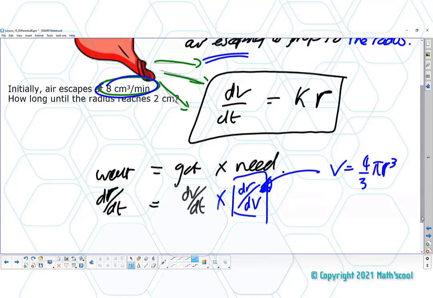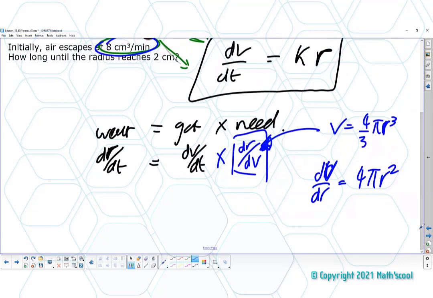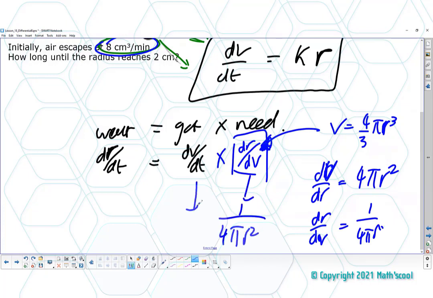Are you differentiating? Yeah, dV by dr equals, so that's going to be 4 pi r squared. But that's dV by dr. So dr by dV equals 1 over 4 pi r squared. So we're going to replace that with 1 over 4 pi r squared. We're going to replace that with kr.